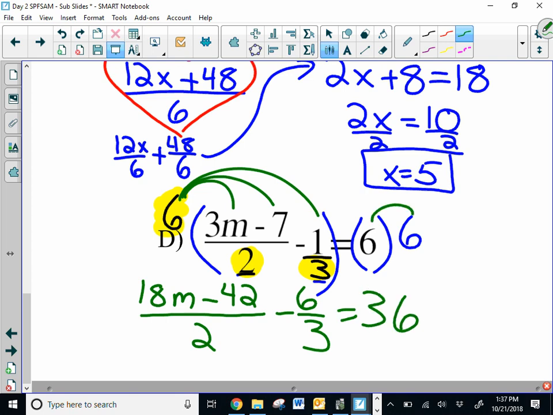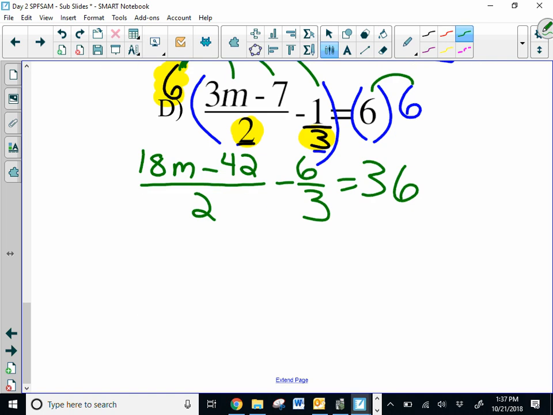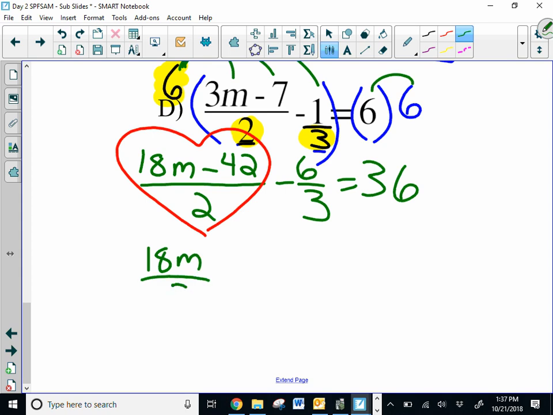Okay, so this one, because those were different, we had to do it the long way. Then we're going to simplify this. So this first piece, if we want to simplify, we see that heart shape. We got to break that heart apart. So it'll become 18m over 2 minus 42 over 2 minus 6 divided by 3. That one we can simplify right away. It just becomes 2 equals 36.